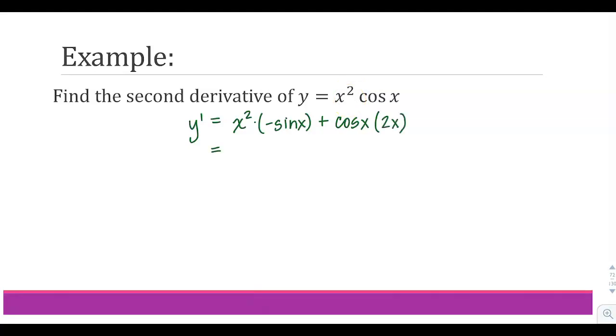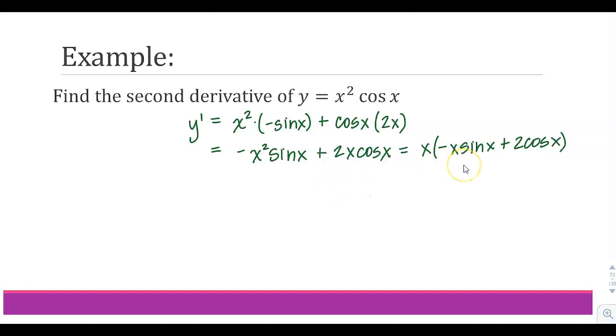So here we'll do a little bit of rewriting, make it look a little nicer. I have negative x squared sine x, and then plus 2x cosine x. And it's worth it to try to simplify a little further to see if that might help us for the second derivative. So in common in both of these is an x, so I can factor out an x, and I'd be left with negative x sine x plus 2 cosine x. But that simplification doesn't really help me.